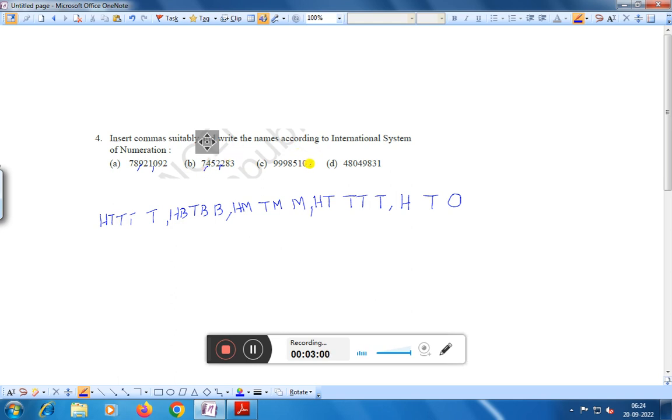Now question number C. 2, 0, 1, put 1 comma. After that 5, 8, 9, put another comma, right? Now question number D. 1, 3, 8, you put 1 comma. After that 9, 4, 0, put another comma. This is the method of how to use commas in the International System of Numeration.